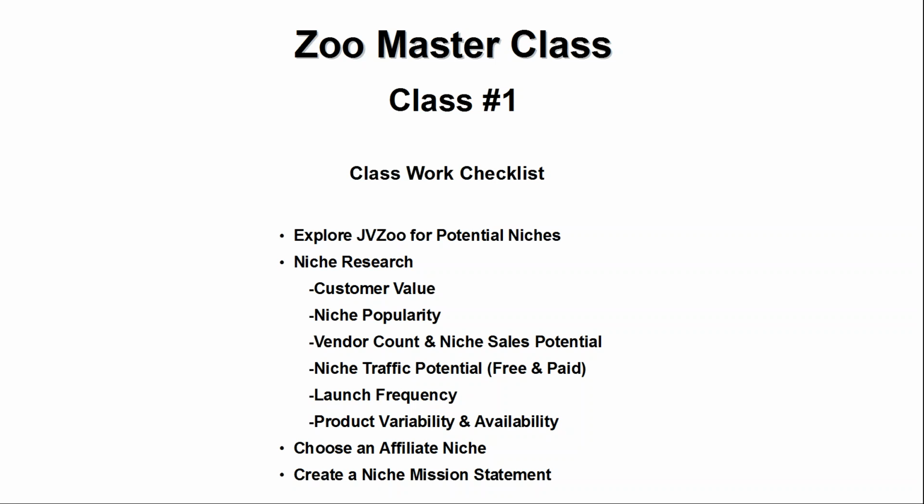Find out what niches are popular. Find out how many different vendors are in that niche and how many sales on average they seem to be able to get from that niche. How much free and paid traffic potential you feel like is out there. How often products are launching and what the availability is on those products. How many different kinds of products are there within your niche ultimately.